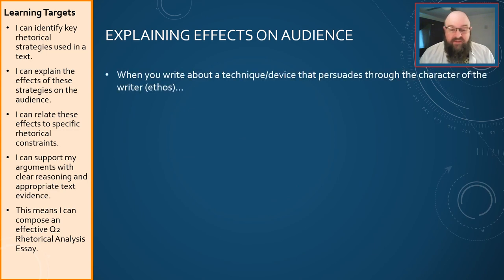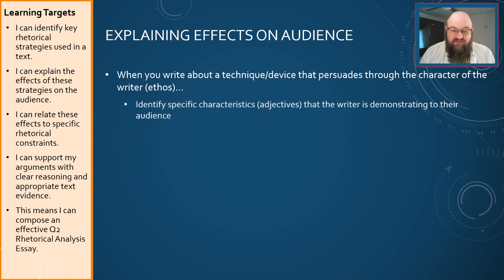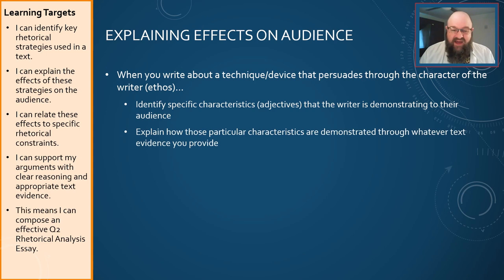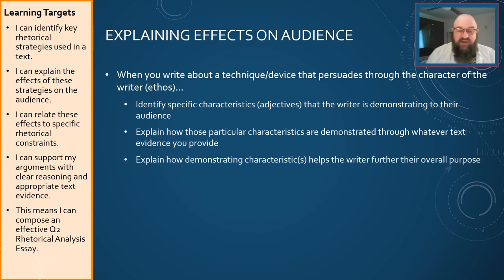When you write about a technique or device that persuades through ethos or the character of the writer, you want to make sure that you identify specific characteristics, give specific adjectives that the writer is demonstrating to their audience. You want to make sure that you explain how those particular characteristics come through and are demonstrated through whatever the text evidence is that you provide. Lastly, you've got to make sure that you explain how demonstrating those characteristics is helping the writer further their overall purpose in some way.